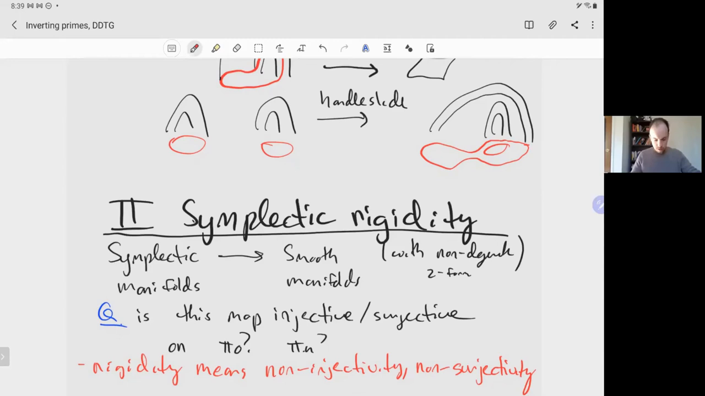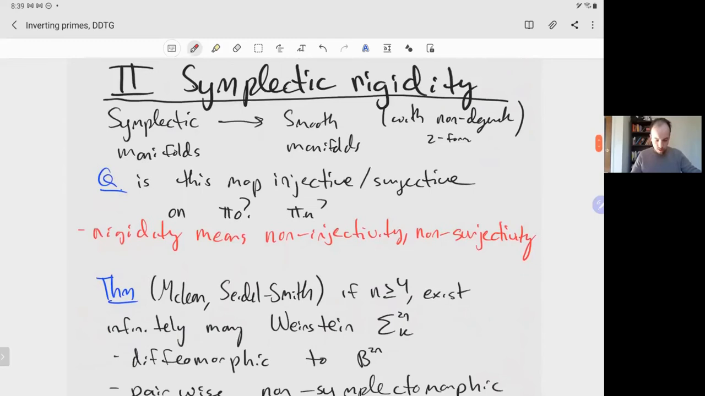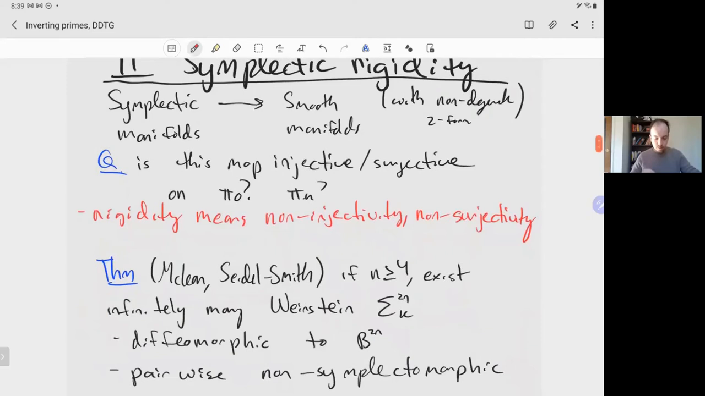Okay, so in this setting, let me mention a theorem of Mark McLean, building on work of Seidel and Smith, that's relevant in our setting. Of course, there were many other examples of symplectic rigidity before this, but this is the one that's most relevant for us.